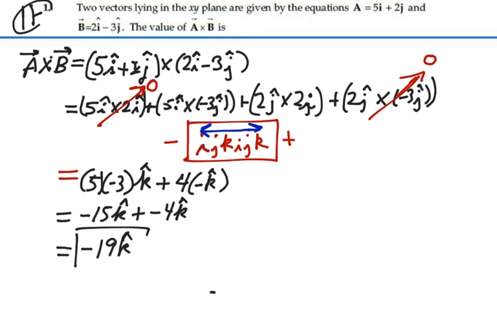Okay? So a cross b is a vector. It's a vector product, the cross product. And it gives us a negative 19k. So that's our answer, negative 19k.